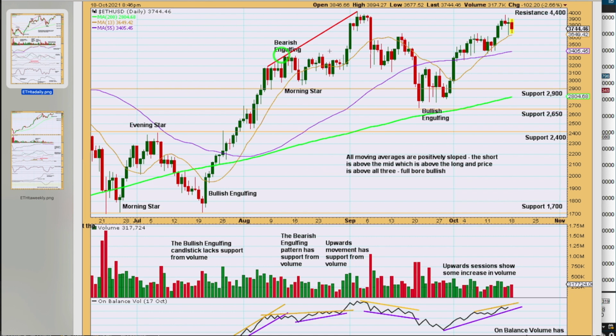I could actually put another horizontal line in across here, about 3,400. I should add that in. So I'd look for support about 3,400 in the first instance. If that breaks down, 2,900. But overall, an upward trend for Ethereum looks about right. Okay, that's it from me.